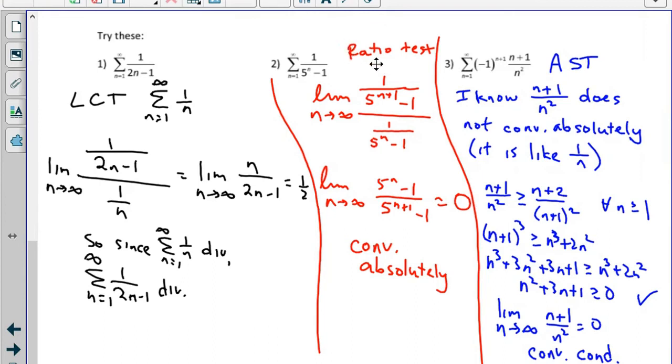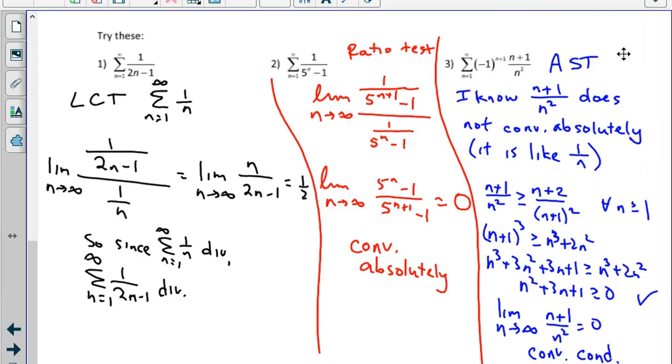Problem 2, I used the ratio test because the terms are non-zero, and when I look at this, the denominator is clearly growing faster than the numerator as n goes to infinity because the power is 1 bigger. So that converges absolutely by the ratio test.